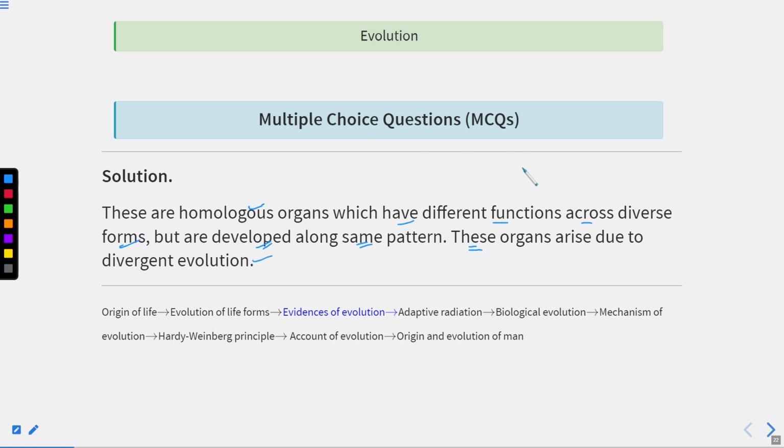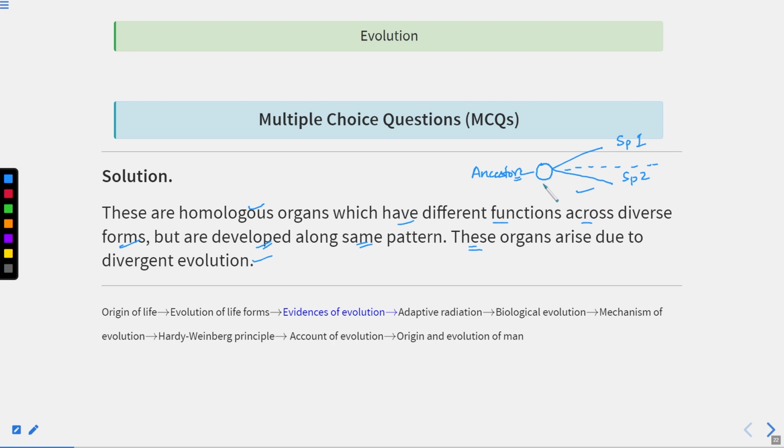Okay. So how can you explain? So divergent evolution, here we have the common ancestor and it diverged into two species. So suppose this is species number 1, this is species number 2 and this is the common ancestor. So this formation of different species can arise due to geographical barriers. Okay. So this is known as divergent evolution.